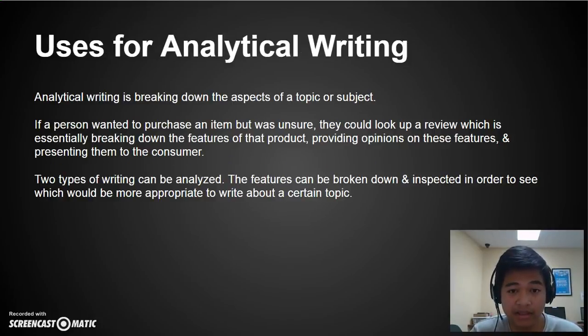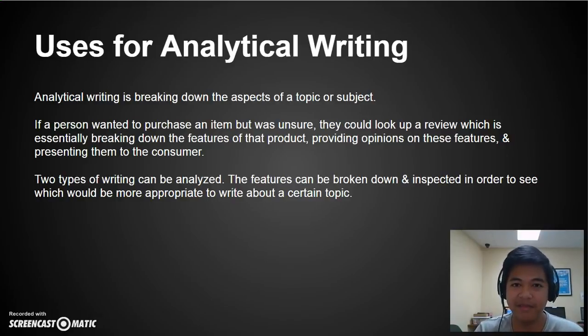Uses for analytical writing. Let's say a person wants to buy a broom. I don't know, a broom, just a random product, and they want to look up a review. So you want to look up a review because you're unsure which broom to buy. You don't want to buy broom A, you want to buy broom B. You don't want to buy broom B, you want to buy broom A. So you want to look up reviews, and it's basically going to break down the features of the product.